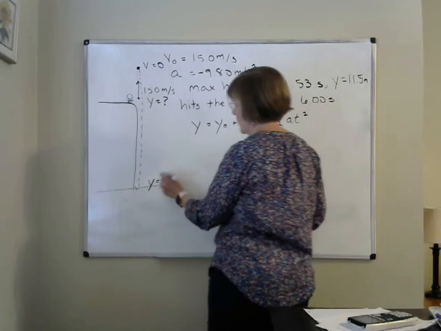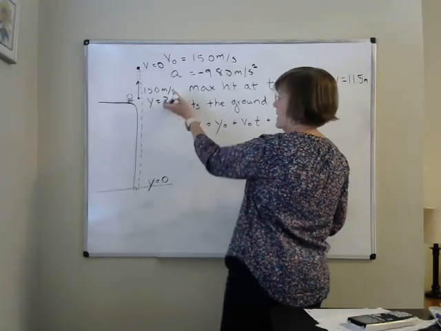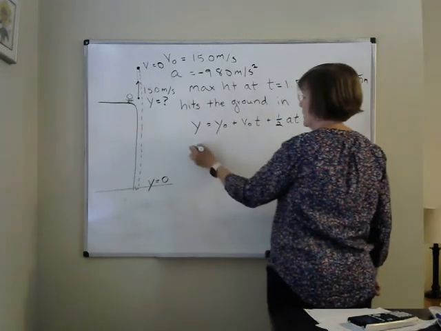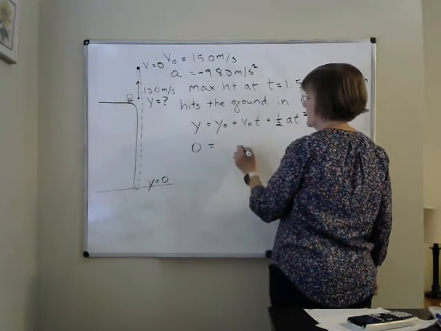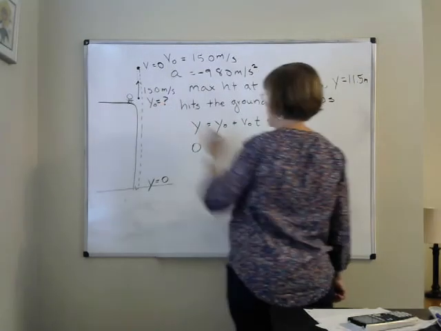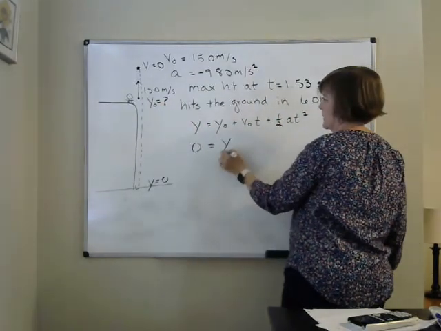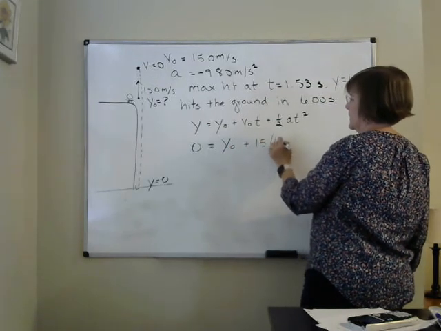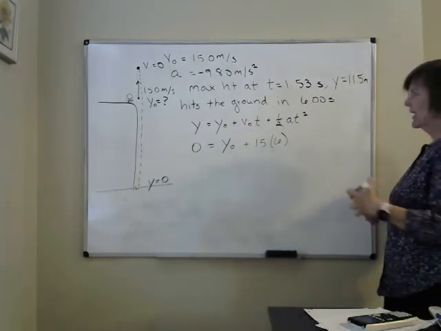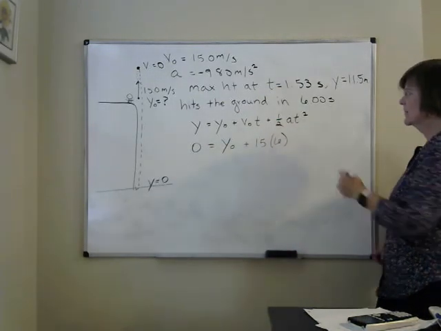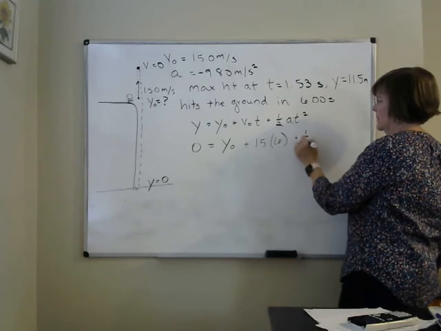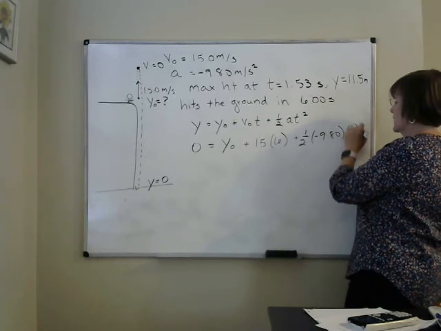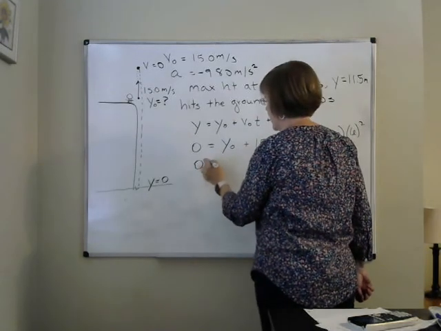I'm going to set it up where the ground is 0, and this is some unknown height. That seems reasonable. The ground is 0. This is some unknown height. That's what I'd like to know. The initial velocity was positive 15. It was in the air for 6 seconds, so I know my time. Negative 9.8 times 6 squared. I just made this problem up, so let's see what I came up with.